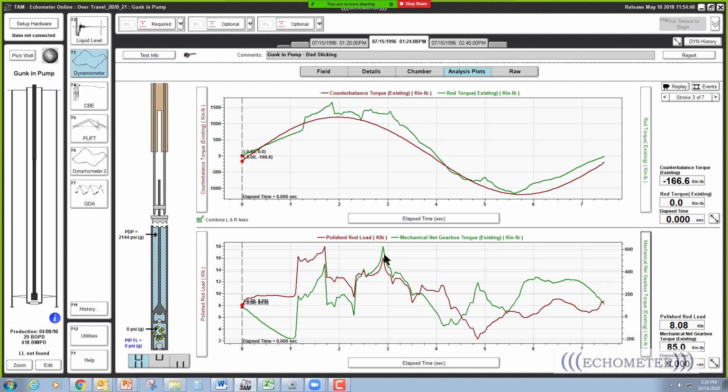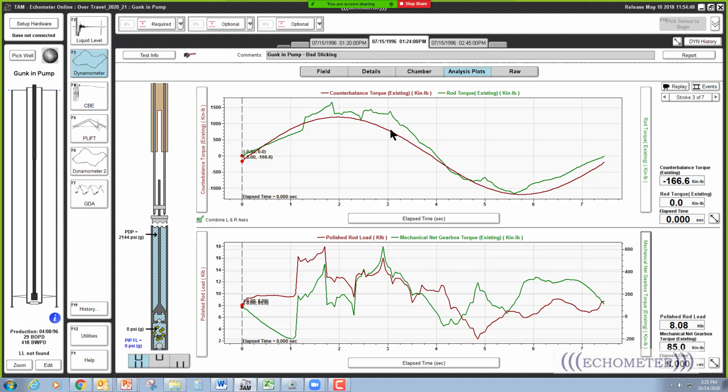So someone said, is the impact load impacting the gearbox? Well, it's impacting the rod, but it creates a net torque on the gearbox. This load is at the polish rod, but this green line is the net torque at the gearbox. That's what's causing the damage. And the interesting part here, I would say, is that the peak rod load has less torque than the echo, because there's less counterbalance torque for that crank angle.